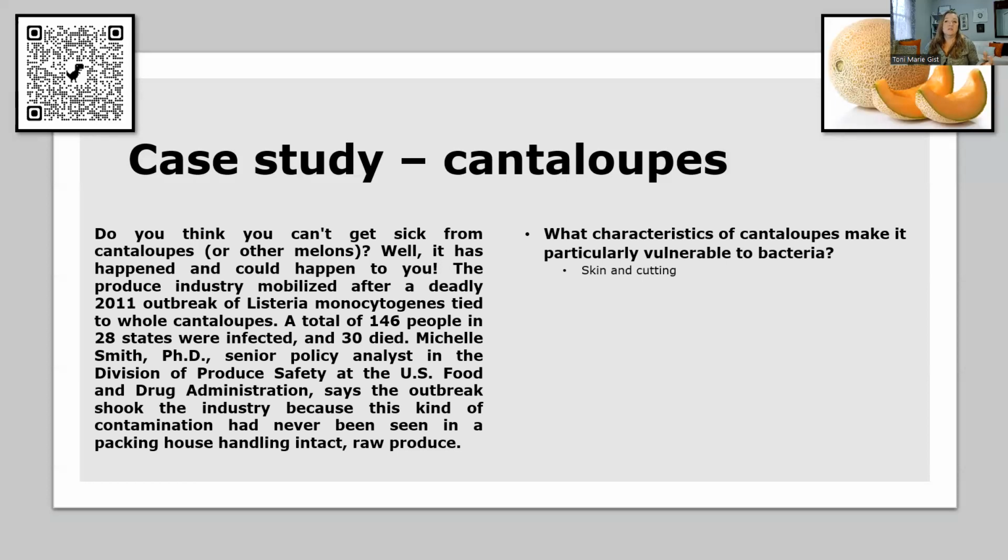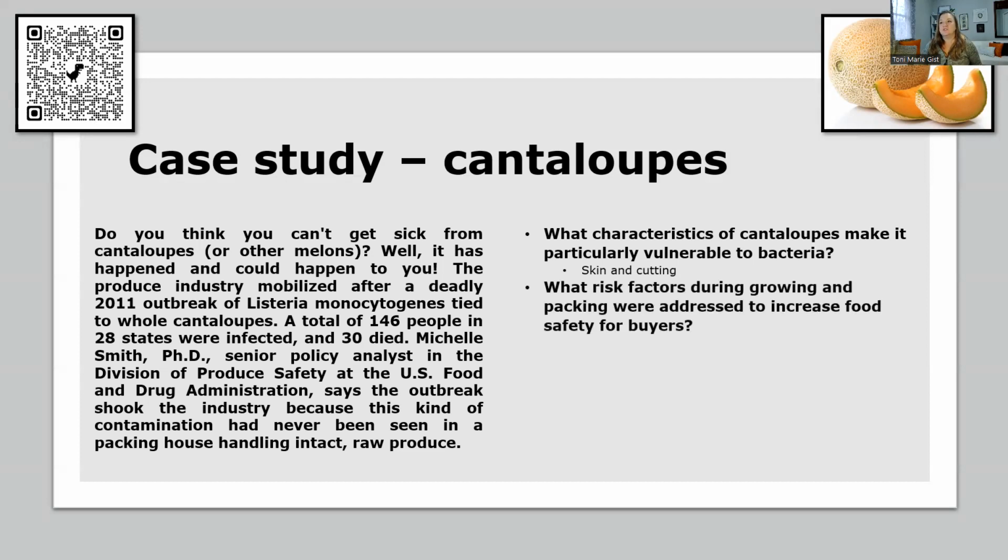Then we also cut the cantaloupe. And if we haven't properly rinsed it with really hot water on the outside and we just cut, we're actually introducing that bacteria into the raw pulpy cantaloupe part that you're actually going to be consuming. And therefore the bacteria can grow pretty quickly in there.